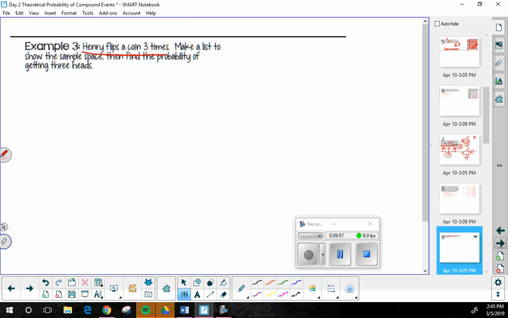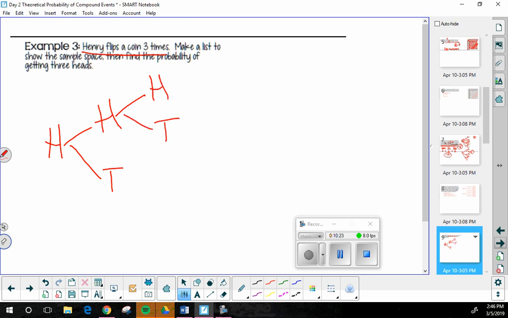So when I flip a coin, what are the two things that could happen? Heads or tails? So we're going to start with heads. Then I flip the coin again. What's the two things that could happen? Heads or tails? I could get a heads or I could get a tails. If I got a head, I'm going to flip it again. What's two things that could happen? Heads or tails?